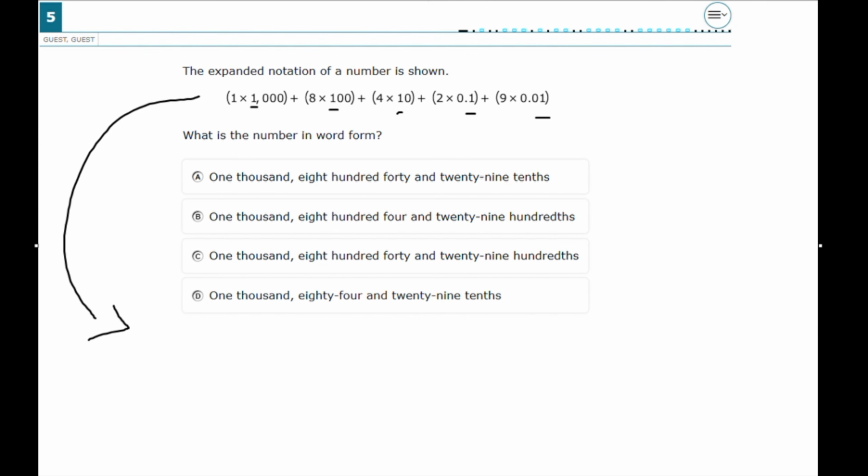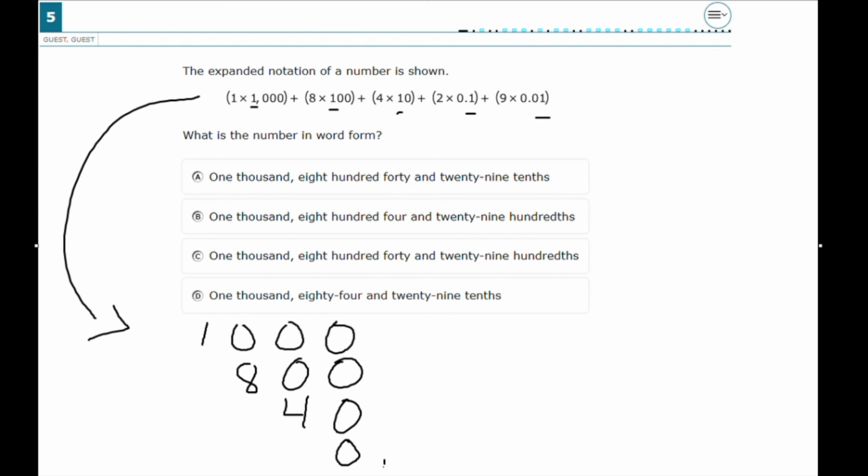Okay, so we have 1,000. Okay, we have 8 times 100. So we're going to replace that 1 in the 100 with an 8. So we have 800. Okay. We have 4 times 10. That's 40. We have 2 times 0.1. Okay. That is 0.2.